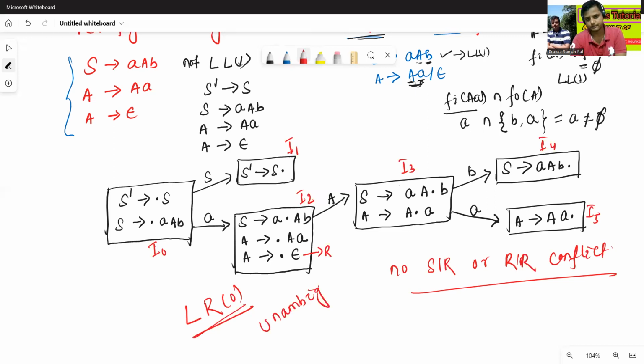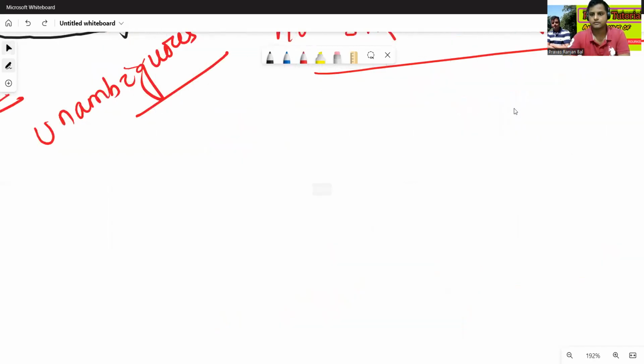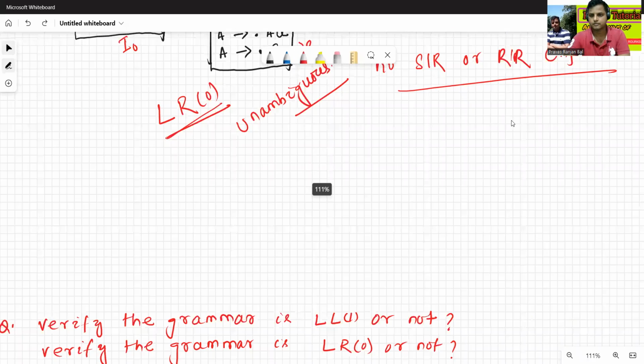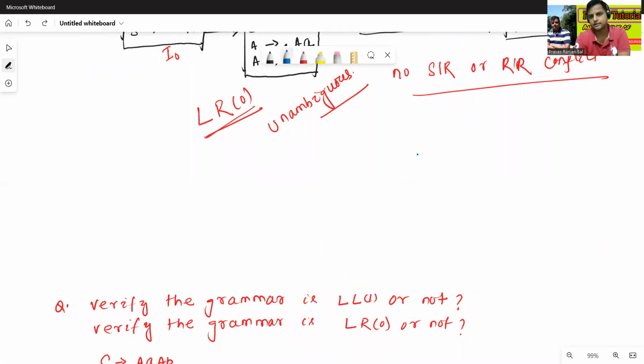Unambiguous grammar. So finally, this grammar is not LL1 but LR0.